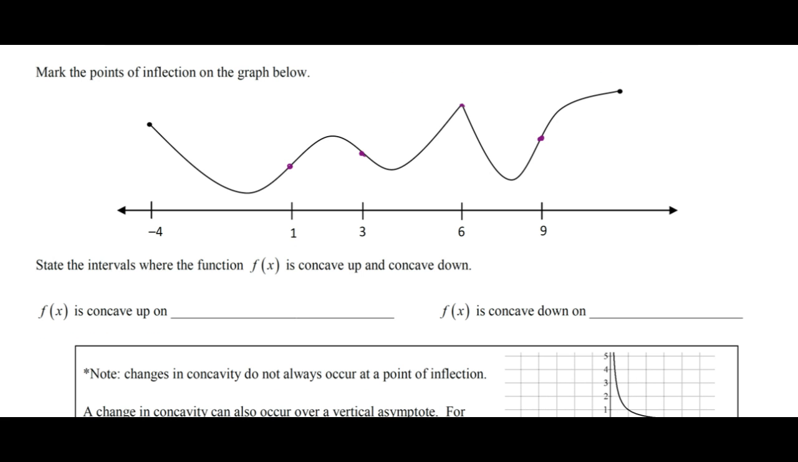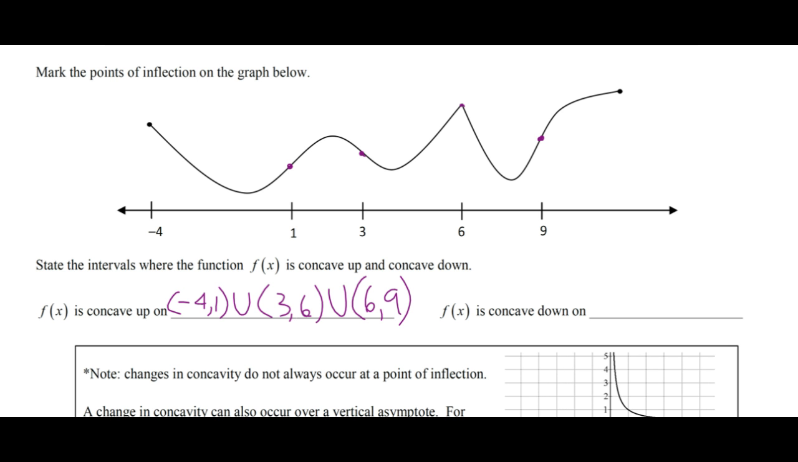State the intervals where the function f of x is concave up and concave down. So it's concave up from where to where? Let's go left to right. So it's concave up starting at -4 to 1, and not there, but from 3 to 6, and not there, but 6 to 9, right?